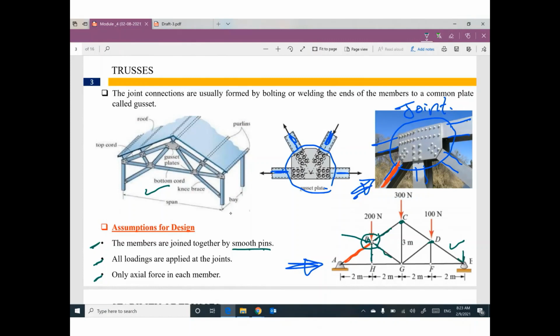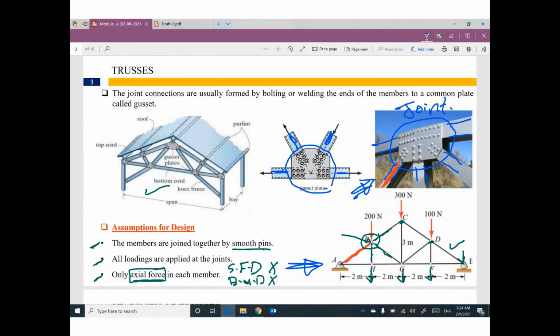No way to find a load on the member itself. It must be at a joint. We have only axial force. We don't have a shear force diagram. We don't have a bending moment diagram. The only internal forces in trusses are axial forces.